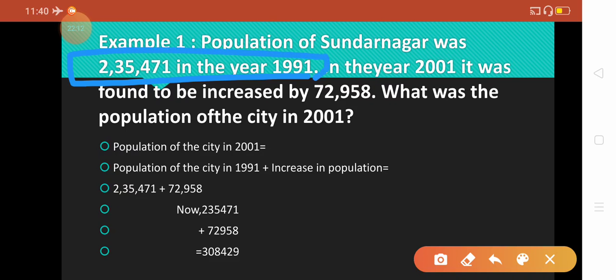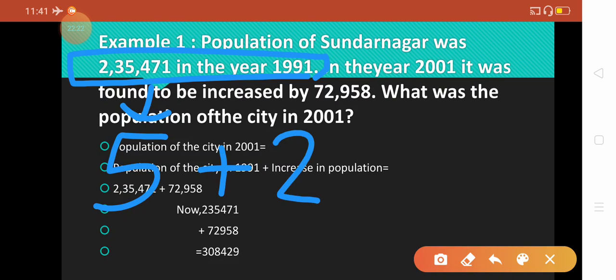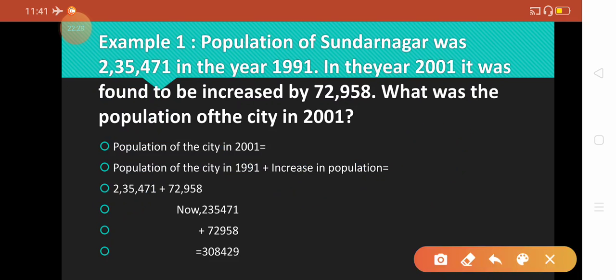So let us take an example. You have 5 chocolates. Your friend gives you 2 more. How many chocolates do you have? 7. Same thing is here. The 5 chocolates you have are this one, the population of the city. And this other value, increase in population, is those chocolates which are given to you by your friend. Increase means that one will be given. So this is the increase in your population.